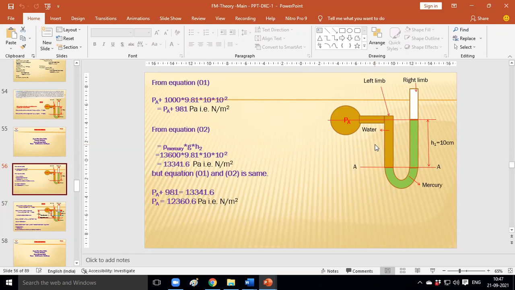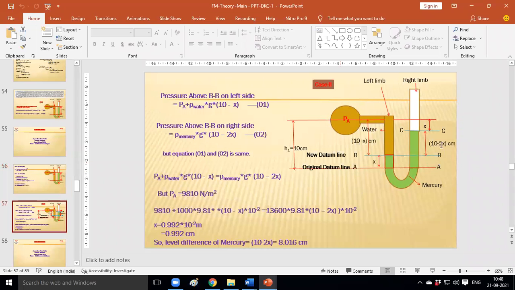Because in the left limb the pressure decreases. And if pressure decreases, what happens to the mercury level? Mercury level goes up in which limb? Left limb. And at the same time, the level of mercury goes down in which limb? Right limb, with the same height, and that is represented by the notation x in this figure. Is it clear? Yes, sir.